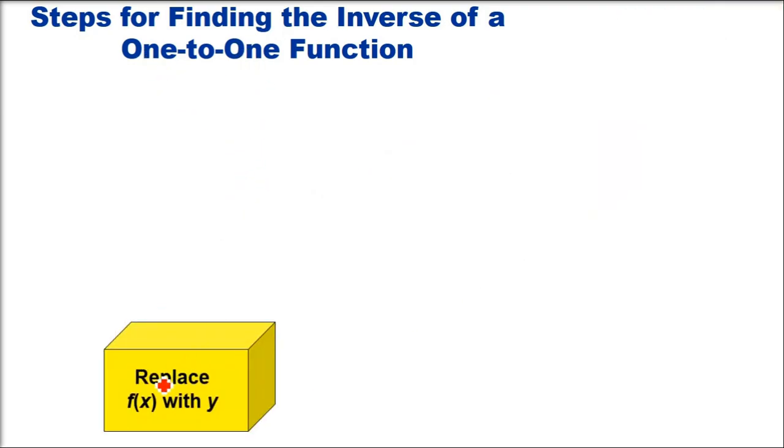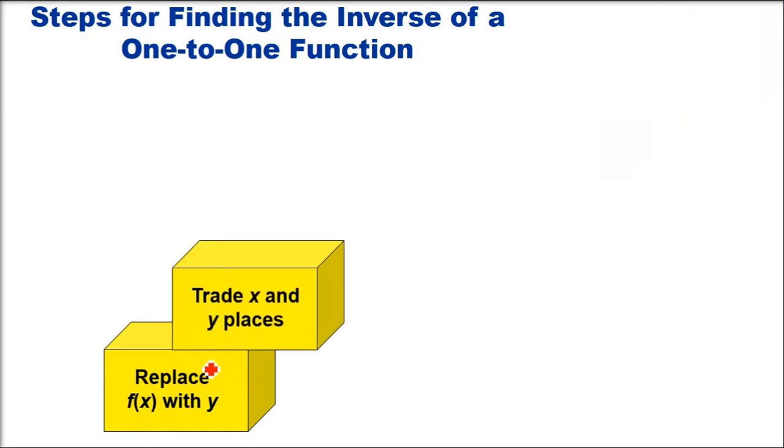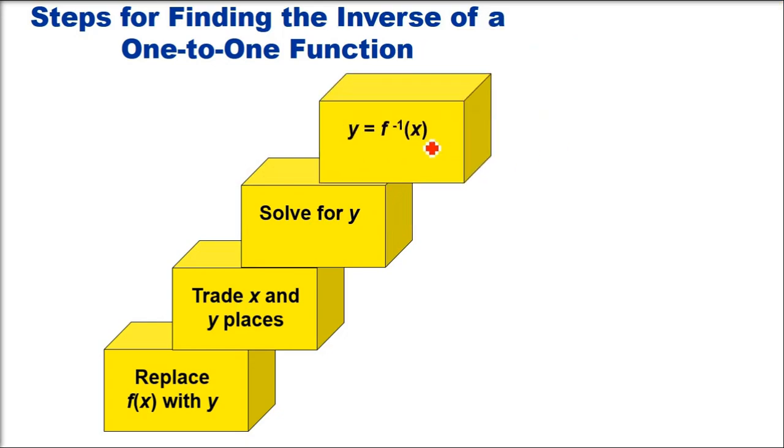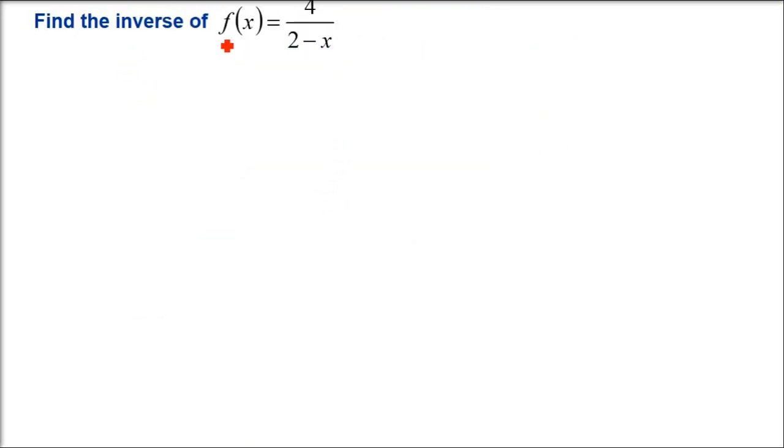What are the steps of finding the inverse of a one-to-one function? We know that until a function is one-to-one, we cannot talk about an inverse. First, wherever this f(x) is, replace it by y. Whenever you see f(x) equals something, trade it with y, and swap the places of x and y. Then solve for y, not for x. And this y is only your f inverse of x.